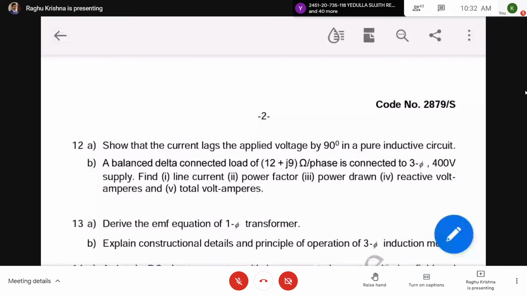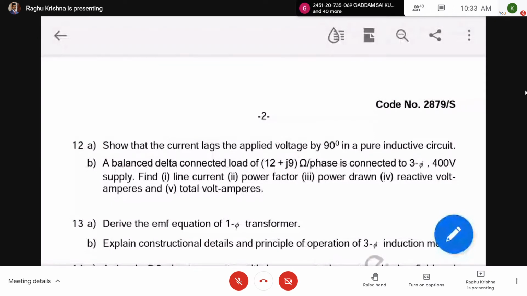Okay, next you have to find the line current. So how to find the line current? Delta connection, so line current is equal to √3 times phase current. For finding the phase current, we have to do V by Z. V per phase will be the same as V line, that is, V per phase is 400. Next, calculate the value of Z. Z equals the square root of 12 square plus 9 square. You are going to get the magnitude of Z.